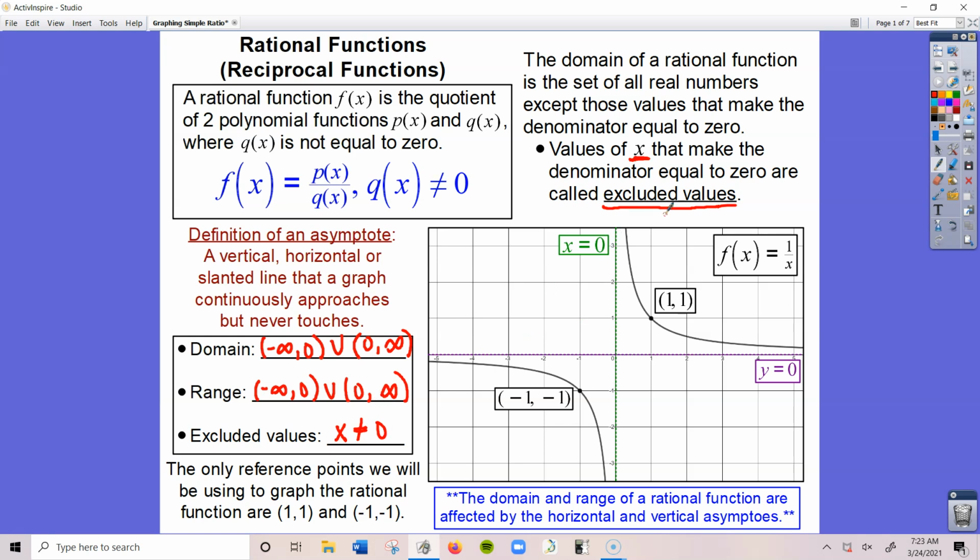Now, when we look here on the graph, because we're going to be graphing these, we have these 2 points. We have -1, -1, and 1, 1. Those are going to be the reference points that we use when we are graphing these rational functions.